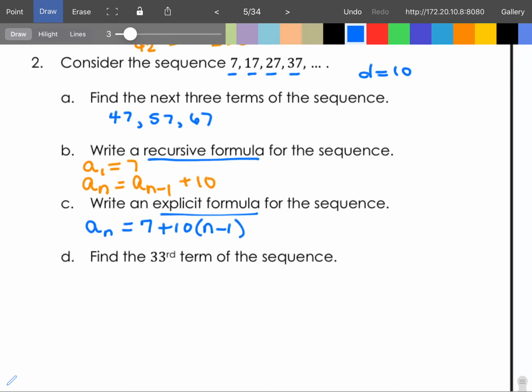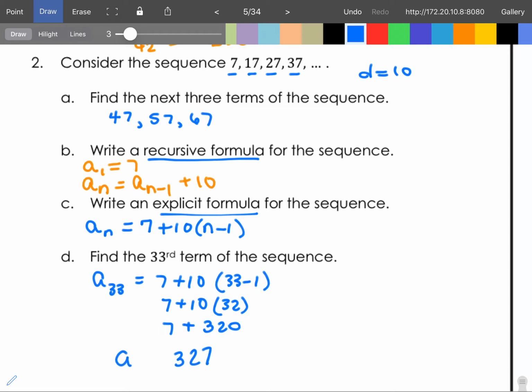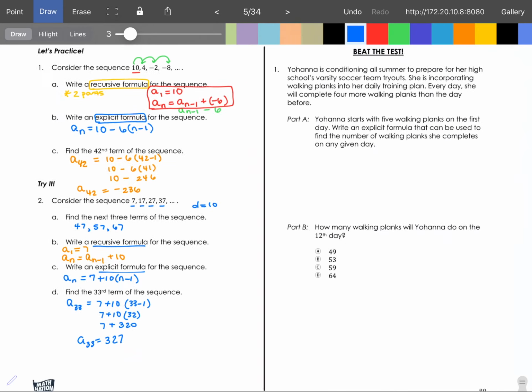Find the 33rd term of the sequence. So we're going to use that explicit formula, and we're going to plug in 33 for our n. And you should get 327. So a sub 33 equals 327. Alrighty, very good. Hopefully you're following along okay.